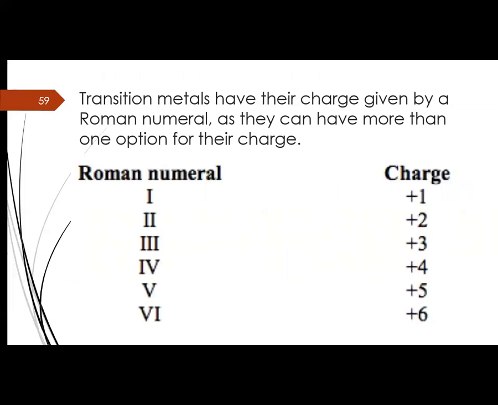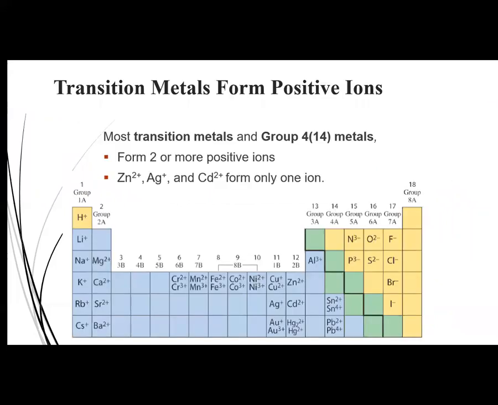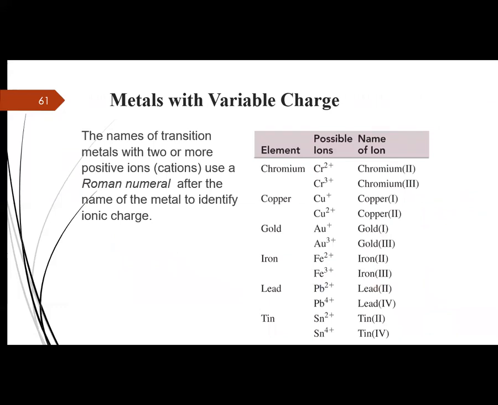And so we have to indicate that. We have to provide that. And so we're going to give them in their Roman numeral. So this complicates our naming just a little bit, because now when we name them, because these transition metals can have more than one charge, we have to indicate which one we're talking about. Are we talking about iron 2+, or are we talking about iron 3+? And so we have to indicate that. And so this is where that extra part of the naming of ionic compounds comes in, where we have to give Roman numerals. So this is an example of that.